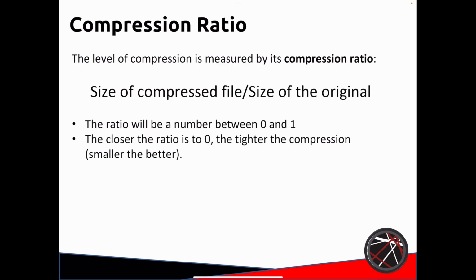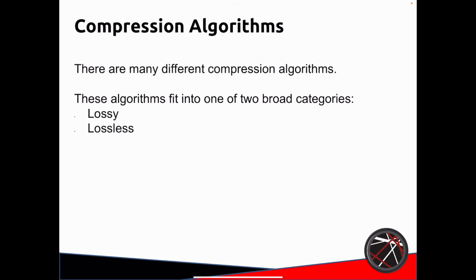With compression, we can use a ratio, and therefore we can make comparisons between different file types. You can see here the size of the compressed file divided by the size of the original gives us that ratio, and obviously the closer to zero the better. There are two main types of compression algorithms we need to be aware of.